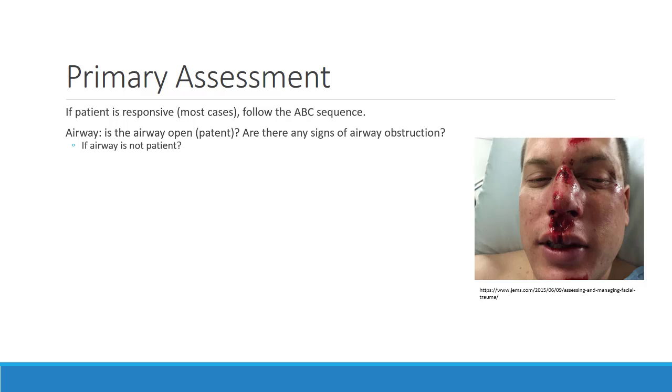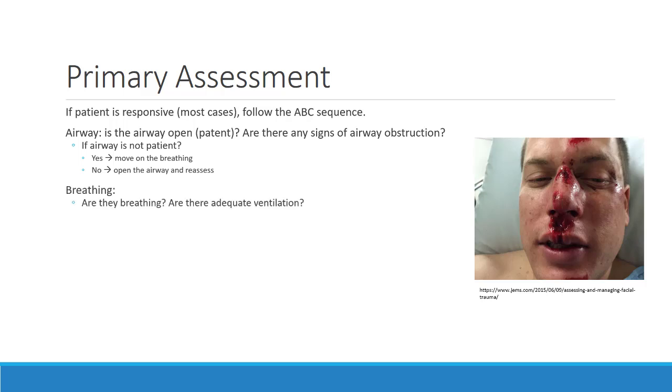So if the airway is not patent, we're going to move on to breathing. I'm sorry, let me back up there. If the airway is not patent, then we're going to open the airway and then reassess. If it is patent, we're going to move on to the breathing aspect.